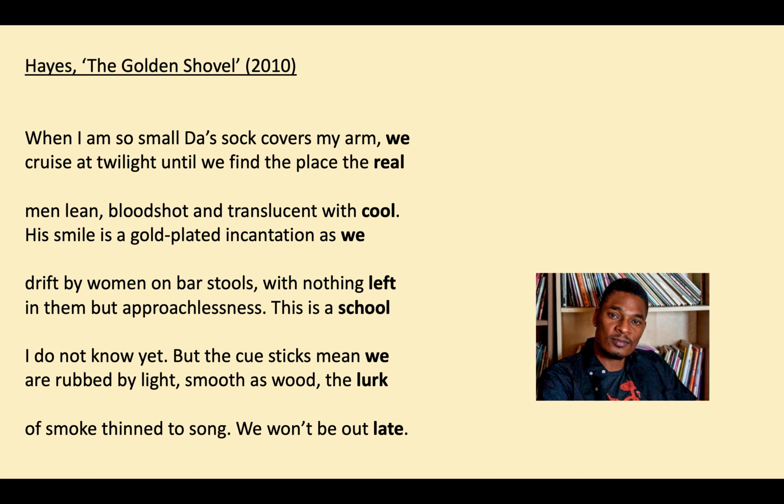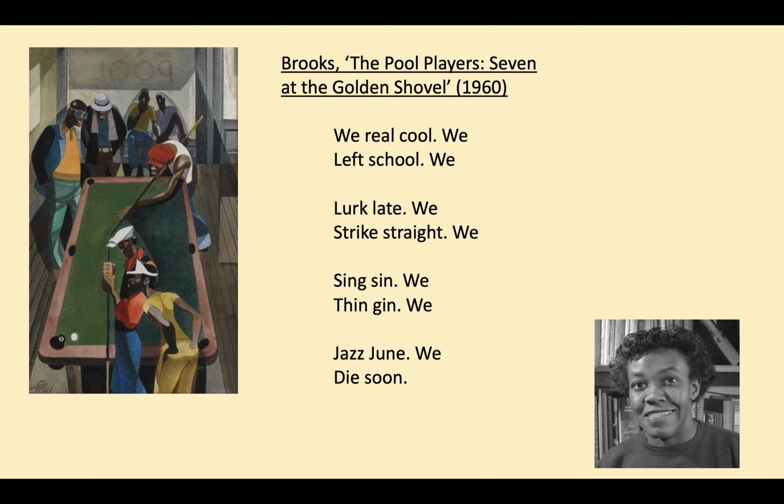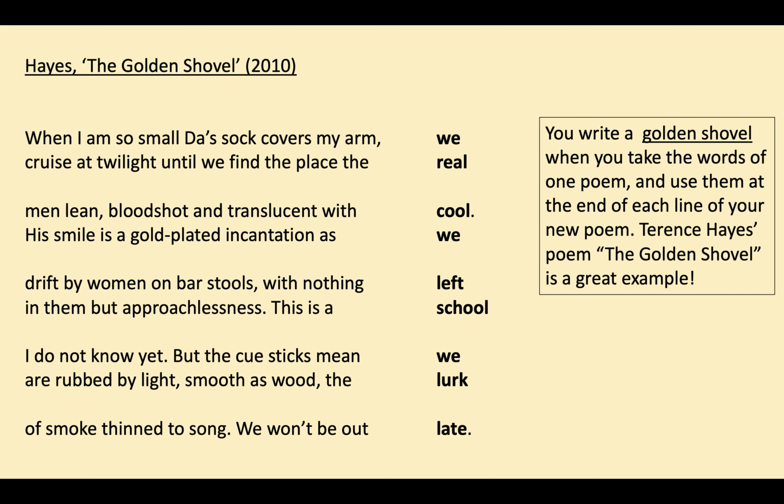We real cool, we left school. And of course, these are the exact same words that came out of Gwendolyn Brooks' poem. We real cool, we left school, we lurk late. So that's the first bit of Gwendolyn Brooks' poem. So now we've learned what a golden shovel is. You write a golden shovel when you take the words of one poem and use them at the end of each line of your new poem. And Terence Hayes' poem, The Golden Shovel, is a great example of this.